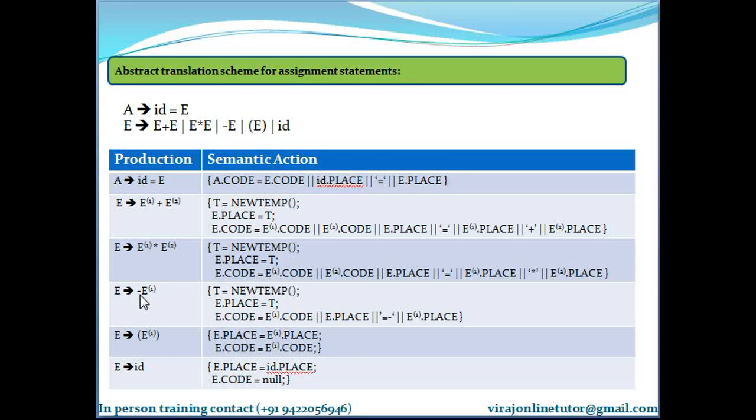In case of unary minus, again we create a new temporary, assign that to E dot place. I evaluate this code, so E1 dot code is the first that I need to call. And whatever is the value of E1 dot place, apply minus sign to it and save it into E dot place. Simple. Now this is a bracketed expression.